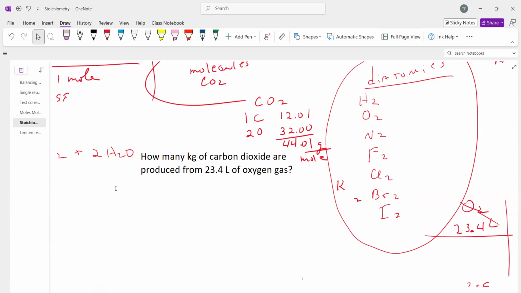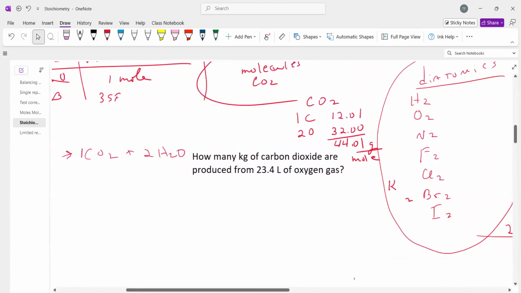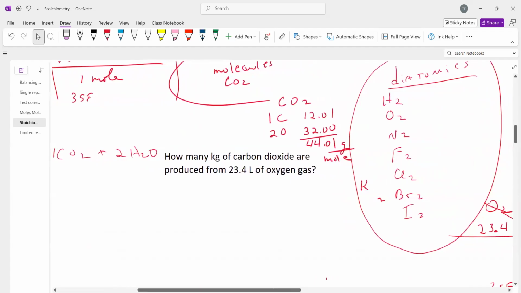Okay, so we're using the same old formula. It's right over here. So we're starting with 23 liters of oxygen gas.